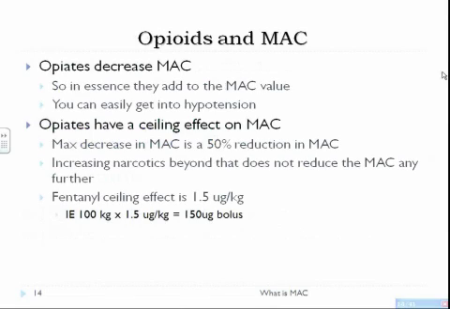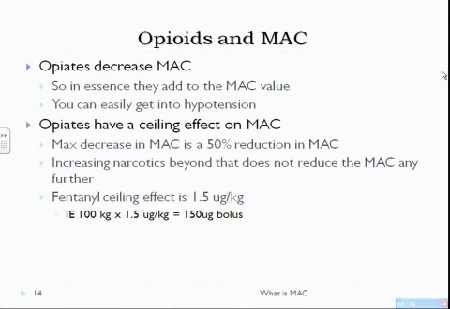Opiates and MAC. When you add opiates to something, you decrease the MAC. Okay? So in essence, you're adding to your MAC value. But the problem with giving opiates is that it's not like a gas where you can know the exact number and add it as a MAC percent. Okay? But as a consequence, when you add opiates, you can suppress the sympathetic nervous system and cause significant hypotension. It can really enhance your hypotension, especially in old people. So you've got to be really careful giving opiates to old people.